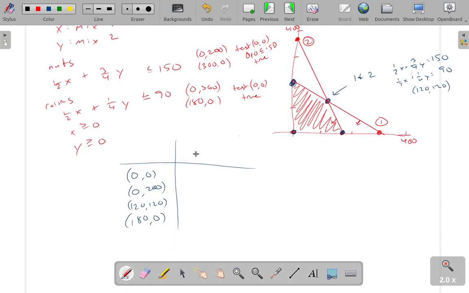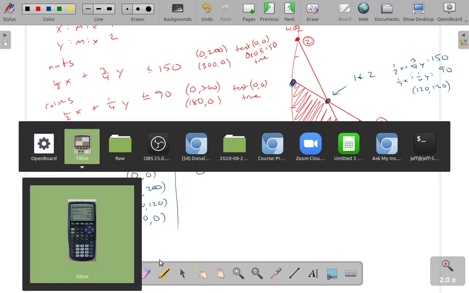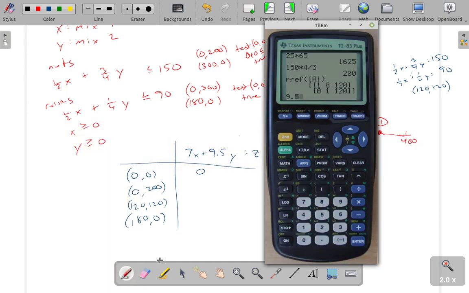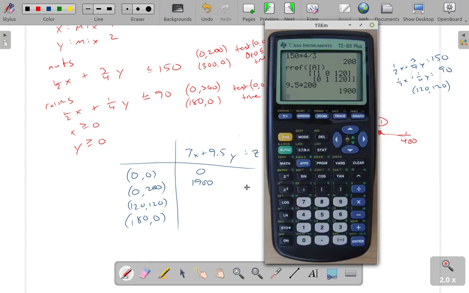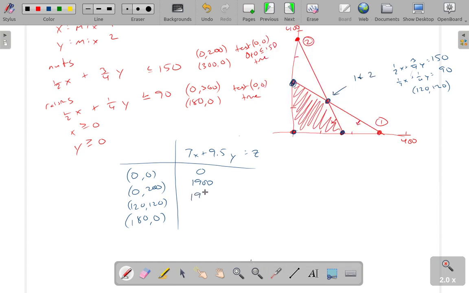So that's what I'll do down here. 7x plus 9.5y. Of course, 0 plus 0 is 0. If I don't make any of either mix, I don't make any revenue. That's not really a surprise. Let's see, 9.5 times 200 is 1,900. 7 times 120 plus 9.5 times 120 is 1,980.